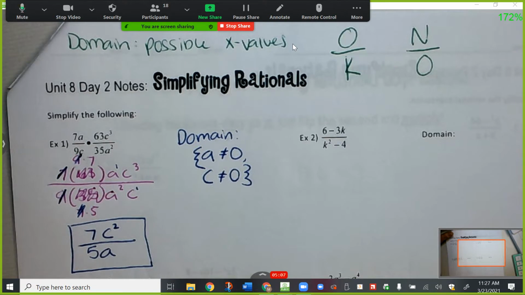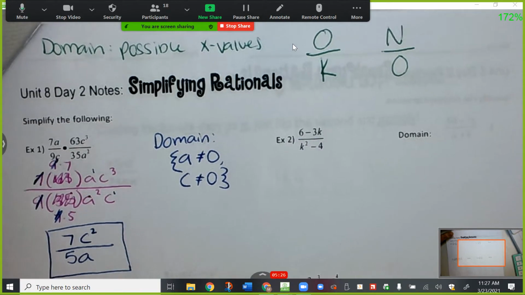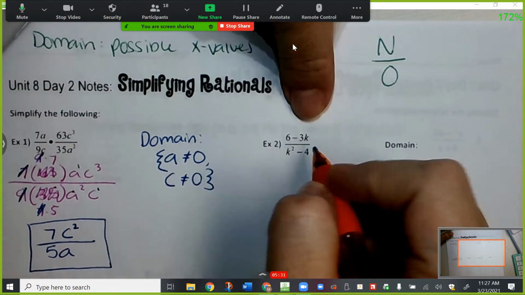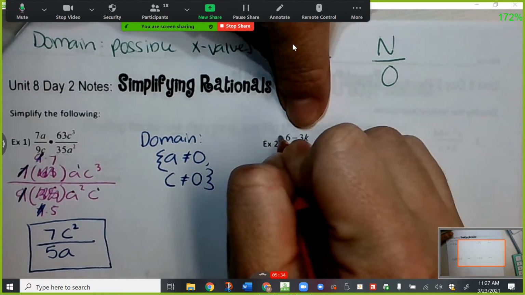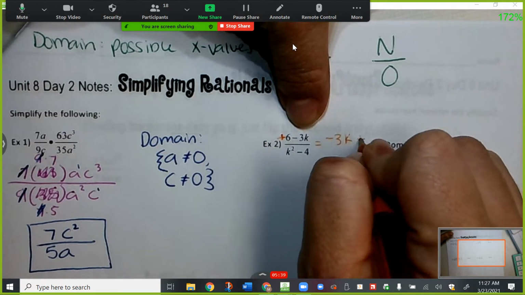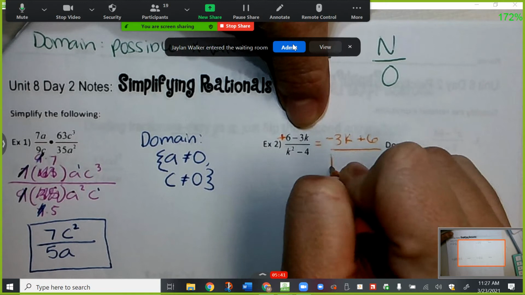So let's look at example 2. What's wrong with the top of it? Who can tell me? Is the order right? No, we have to put it in order. Order still matters, just like GCF still matters. So we're going to flip it. And when I flip it, this is a positive 6 and a negative 3x. So I get negative k plus 6 over k squared minus 4.